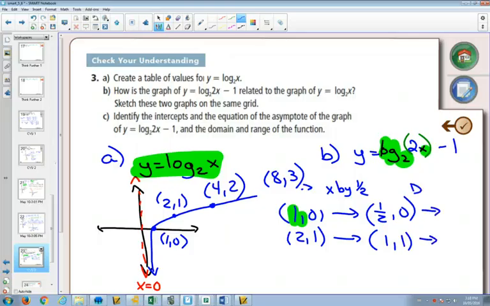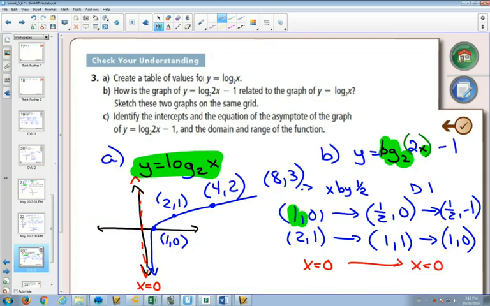And then the minus 1 is going to make you go down 1. So you're going to get 1/2 comma -1 and 1 comma 0. Is anything going to happen to our asymptote? The only thing that affects an asymptote that's vertical is moving it left and right. Nothing moves left and right here, so this asymptote will stay at x equals 0.